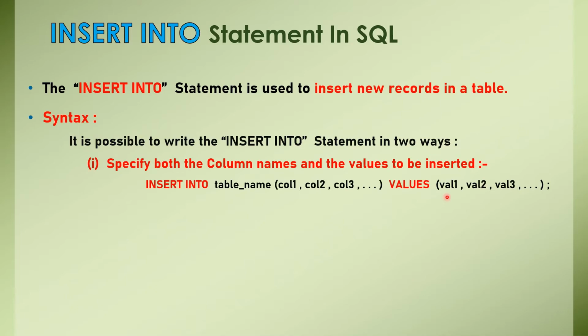Just make sure value1 corresponds to column1, value2 is for column2, value3 is for column3, and so on. Suppose your table has 10 columns, and there is a requirement to insert data in only two columns. Then you can write only column1 and column2 and their corresponding values. That is also possible, but there are many more things to understand before doing that.